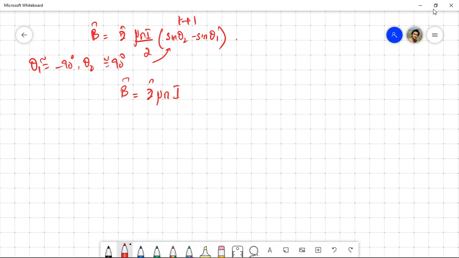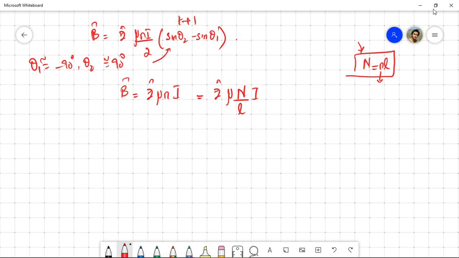And here n is basically the number of turns per unit length. So if we want to mention it in the form of capital N, we'll say that B is equal to z hat mu capital N over L times I. We have talked about it earlier that capital N is equal to small n times L, because this is the total number of turns and small n was the number of turns per unit length. If we multiply the number of turns per unit length with the length itself, we'll have the total number of turns.